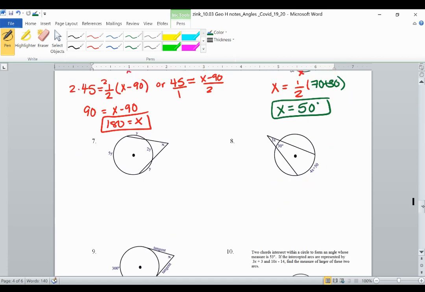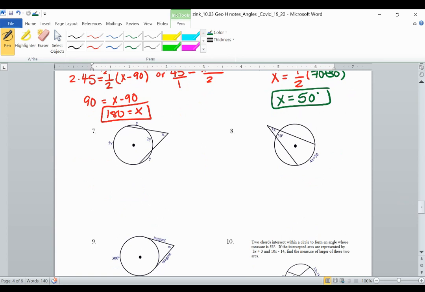Number 7. So number 7, I've got 2 variables. First, looking at my y's, I notice that all of these y's make up the entire circle. So I could find y first. So I'm going to take y plus 5y plus y plus 2y. All of those y's together are going to equal 360 degrees. So add my like terms, I get 9y equals 360, divide by 9, and y is 40.